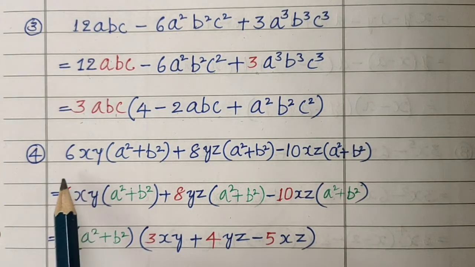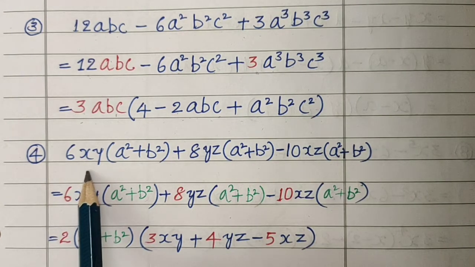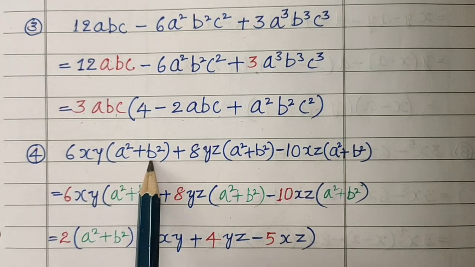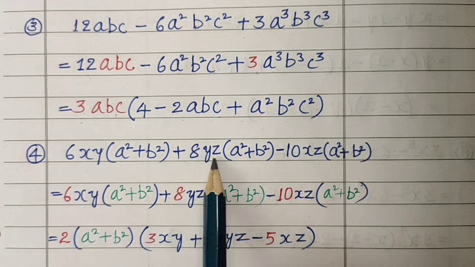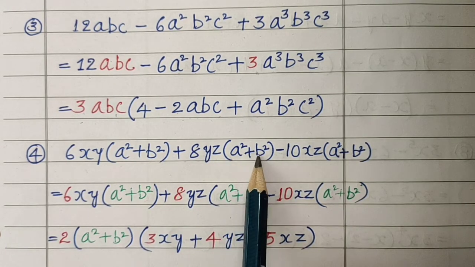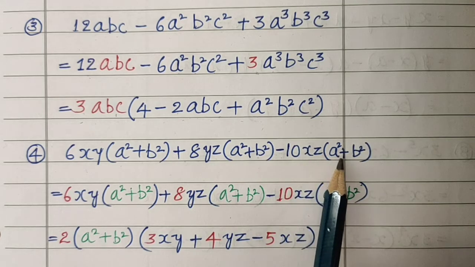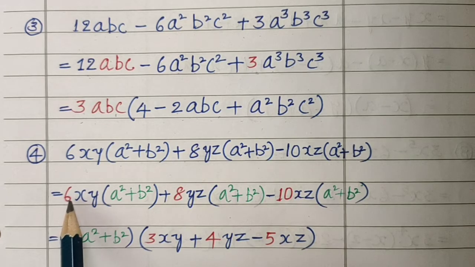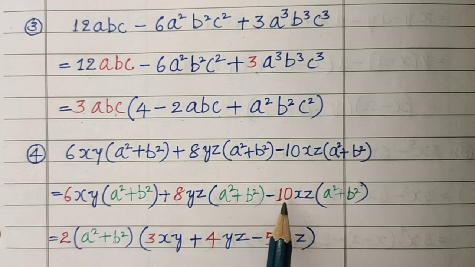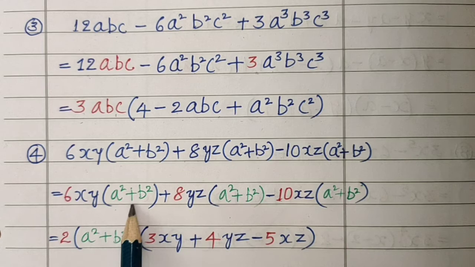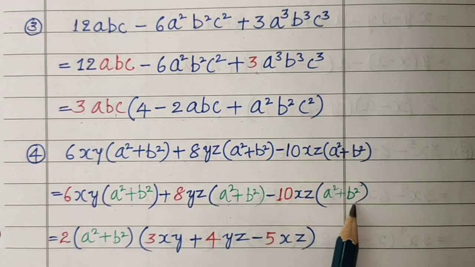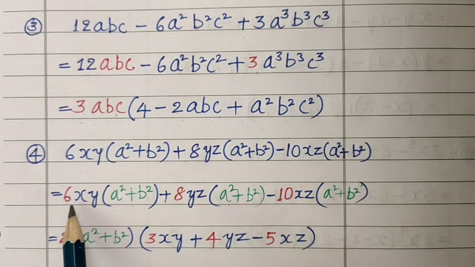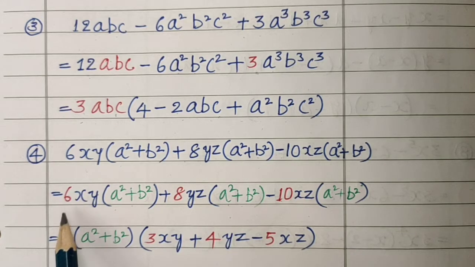In the next problem, 6xy(a square plus b square) plus 8yz(a square plus b square) minus 10xz(a square plus b square). When you look at this problem, the numeric numbers are 6, 8 and 10, and a square plus b square is common in all the terms. So we are taking 2 as common among the numbers and a square plus b square as common.